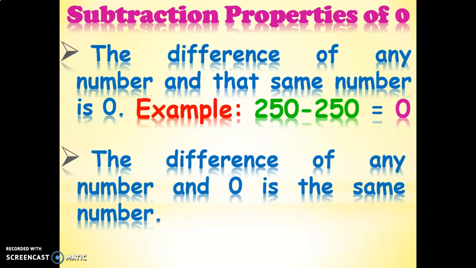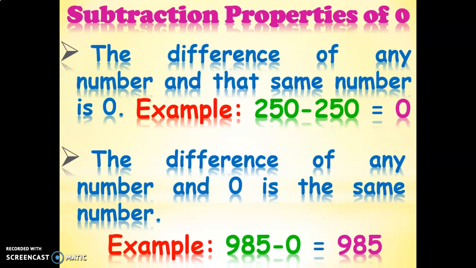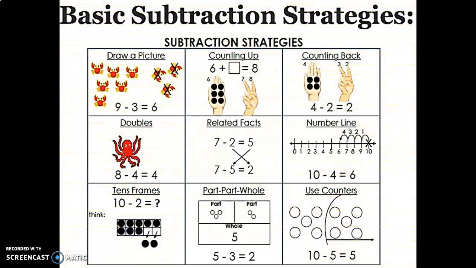Now for the next property: the difference of any number and 0 is the same number. So for our example, 985 minus 0 is also equal to 985. So try to remember those properties of 0 for subtraction.